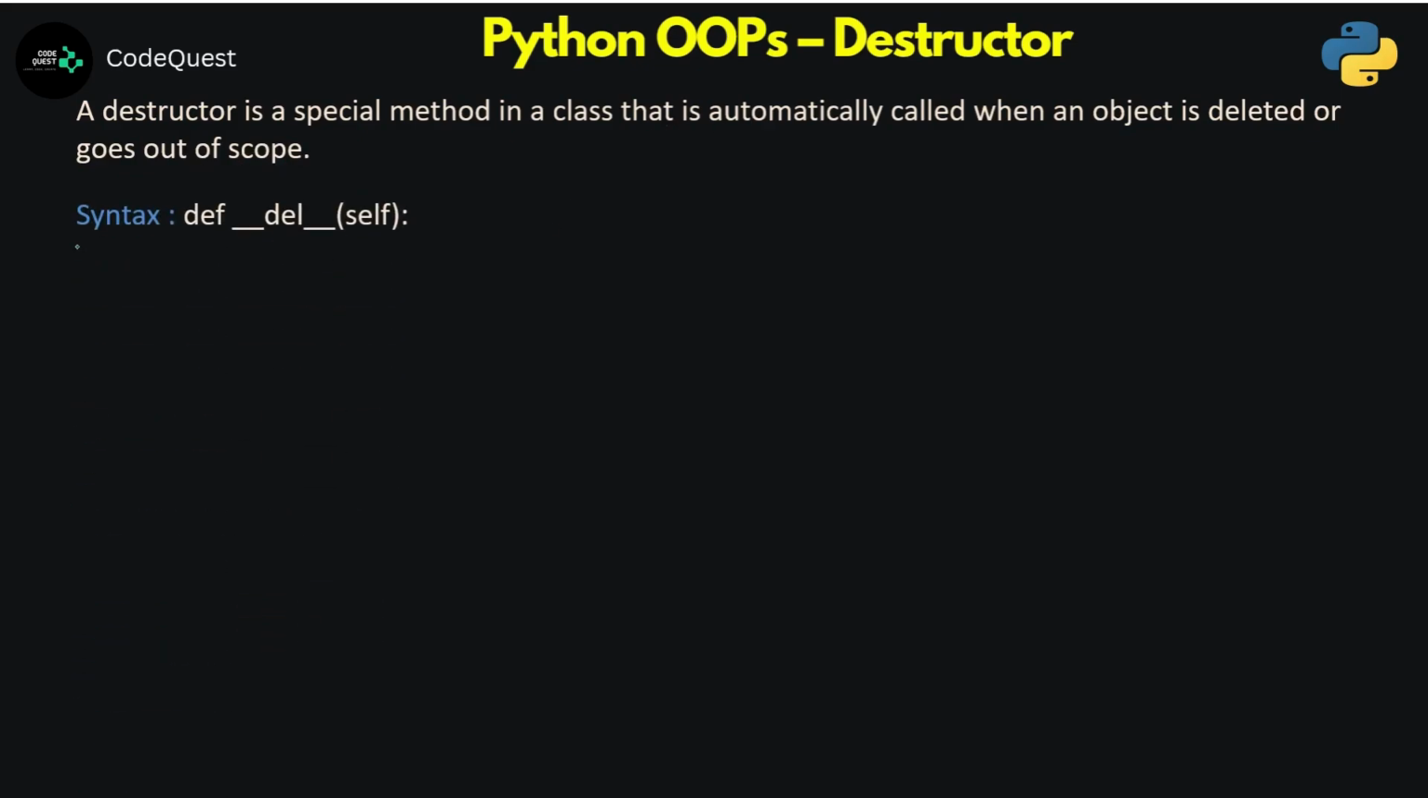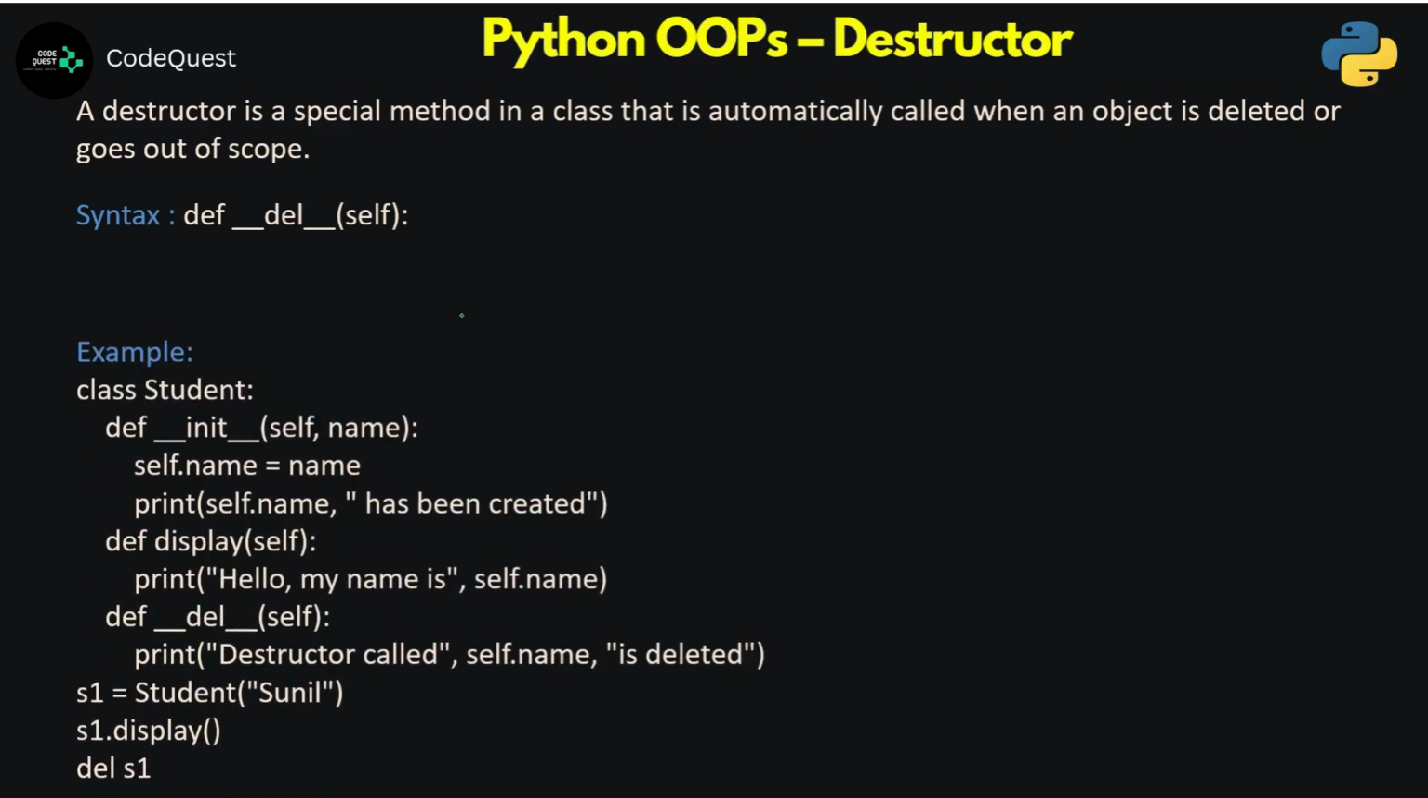The syntax of a destructor is: we start with double underscore del followed by double underscore, and there is only one parameter. This is the default, that is self. Unlike constructors, where we have seen there are two types, parameterized and non-parameterized, for a destructor we do not have any categories. There is only one category, a destructor without any parameter, where self is of course a necessary one. Now let's look into the example.